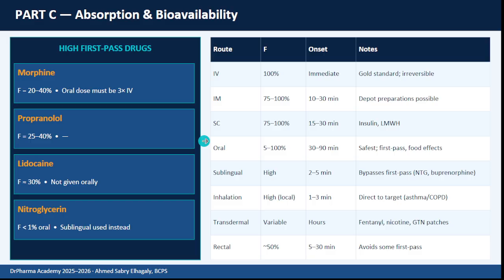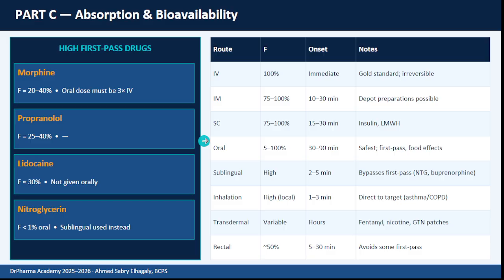Sublingual has high bioavailability and onset. And we know that onset means how much time the medication takes to give me the maximum effect or start its effect. IV is the gold standard, but irreversible, of course. So I need to be careful because some medications, and we will take this later, cause irreversible damage if taken IV.